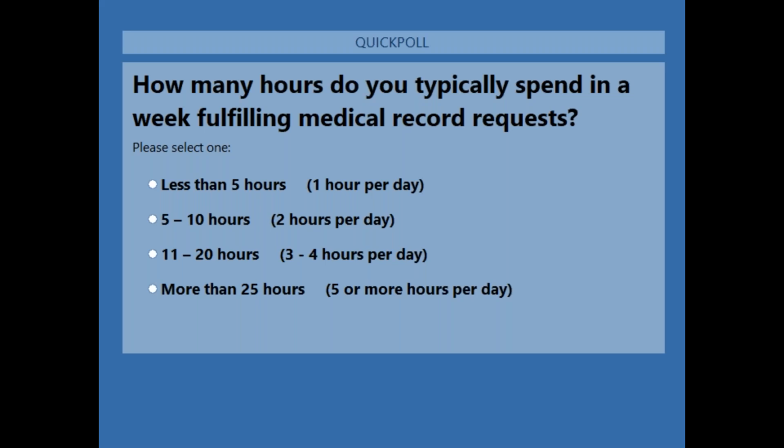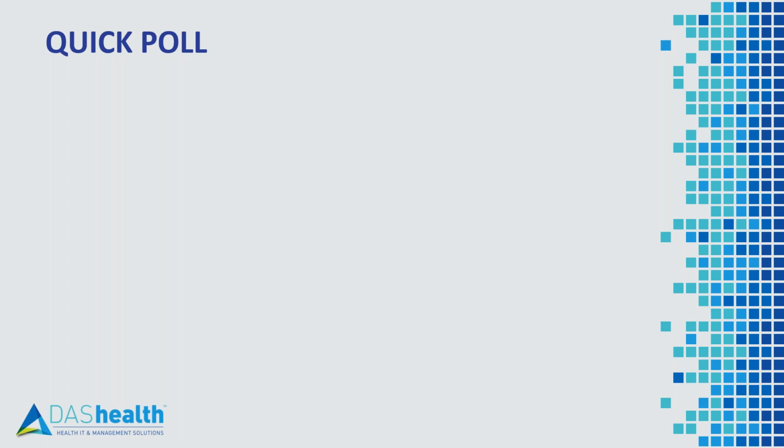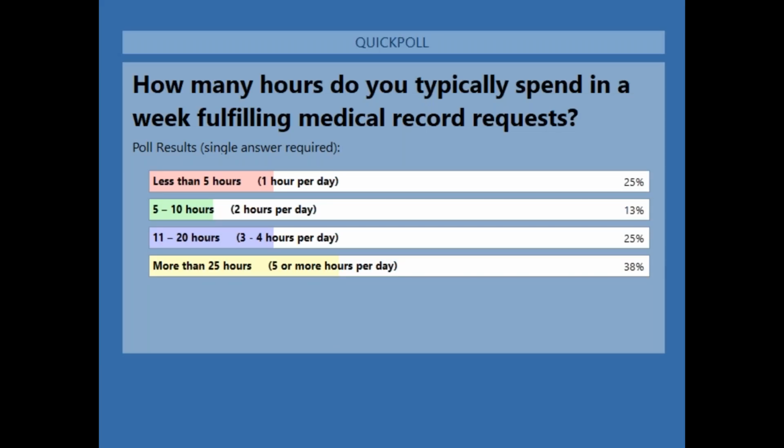And I'll give you a couple more seconds to fill that in. And I'll close it out in 5, 4, 3, 2, 1. We'll go ahead and close it out. I'll go ahead and share that with you so you can see how others have responded. So it looks like quite a few is more than 11 hours and quite a few at more than 25 hours. And a quarter less than 5 hours a week. So thank you for that.